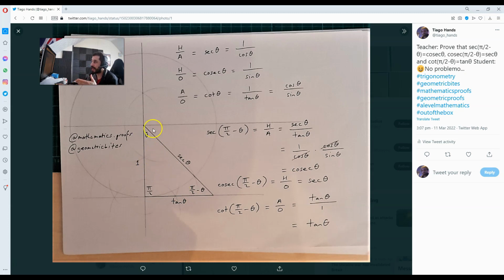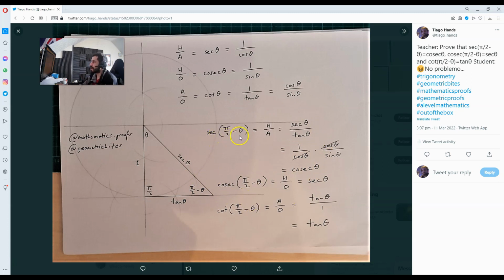So we have the angle here, θ. We have a right angled triangle, which means this angle here is π/2. And if these two angles add up to π/2, then this angle here is going to be π/2 − θ. And we are going to use this to get these proofs.